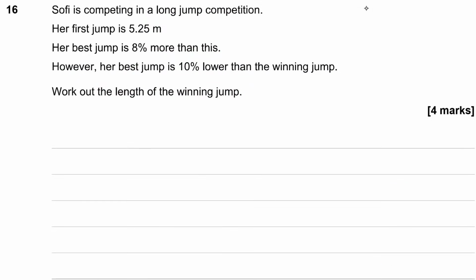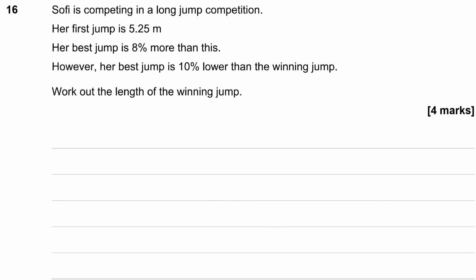Sophia is competing in a long jump competition. Her first jump is 5.25 meters. Her best jump is 8% more than this. However, her best jump is 10% lower than the winning jump. Work out the length of the winning jump.